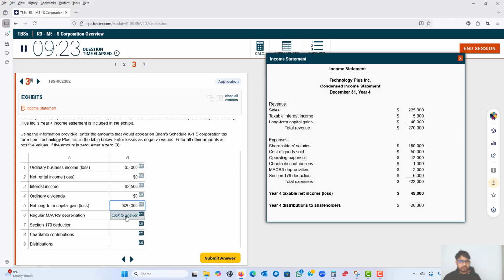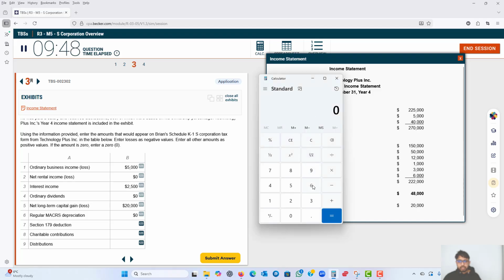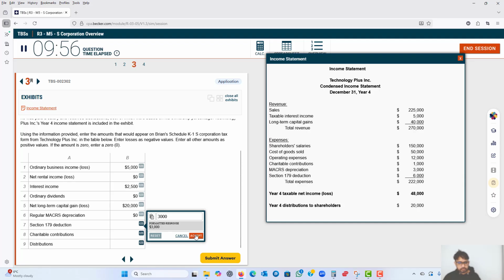Regular MACRS depreciation, it has already been included in the ordinary business income calculation, so it is not a separately stated item, so it will hit on 0. Section 179 deduction is $6,000, so 6,000 multiplied by 50%, it is 3,000. Okay. Charitable contribution 1,000, half of 1,000 is 500.